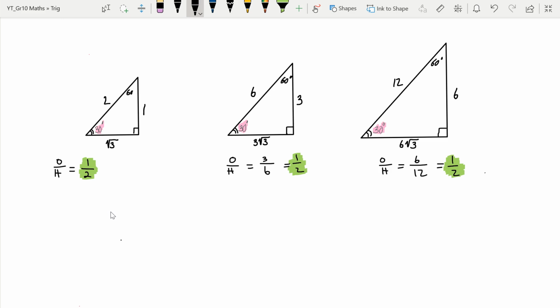If we change the angle, obviously the ratio will change, but it will always stay consistent. What do I mean? Let me just write that down as well. If we change this angle to 50, the opposite over hypotenuse will still remain consistent, even if we make the triangle bigger. The opposite over hypotenuse will still have the same ratio. Let's do it for cos as well.